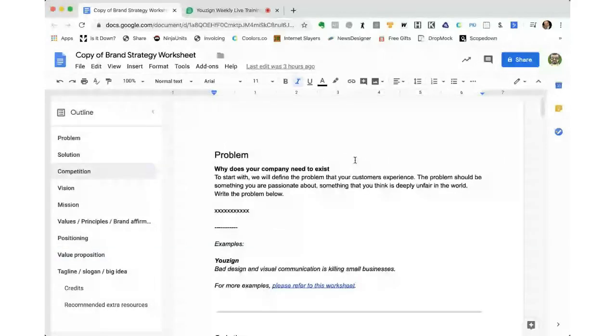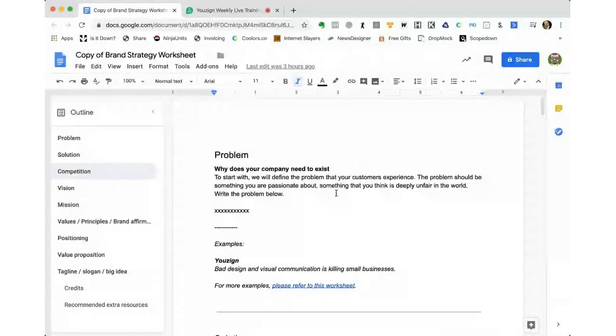Let's start at the beginning. The problem. Let's work our way through this. The problem. Why does your company need to exist? The why is so important. Simon Sinek wrote that book called The Why, Understanding Your Why. The why has become a big focus today. It's not enough just to say what we do. It's extremely important that we understand why we do it. Why does your company need to exist?